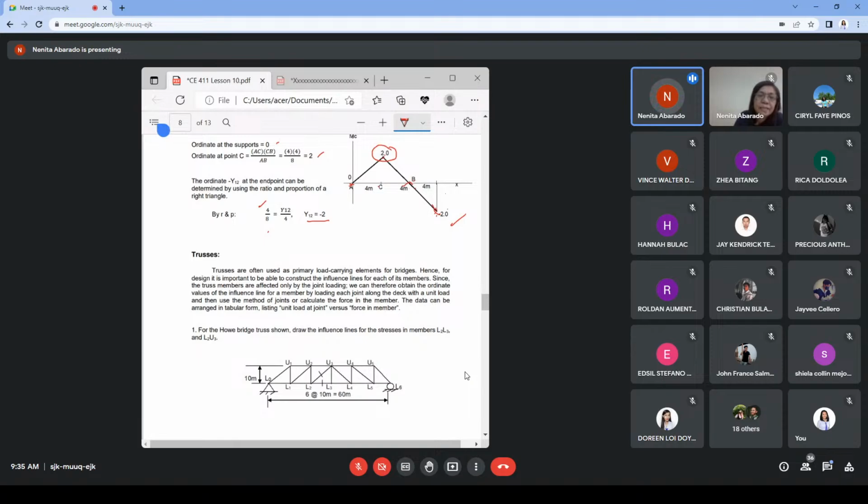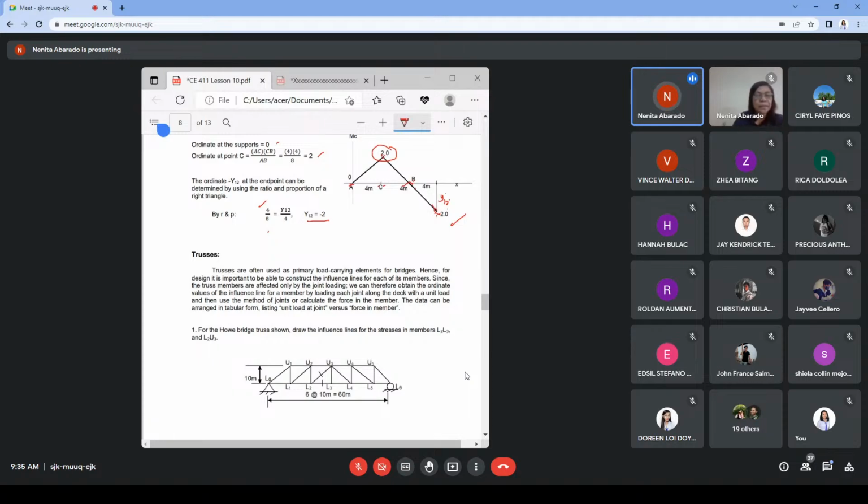And then, getting the ordinate here, you just use the ratio and proportion of, let's say, right triangle, no? So we can have it. Pwede natin 2 is to 4 and then y sub 12 is to 4. Pwede rin yan. Such that y is negative 2. Okay?